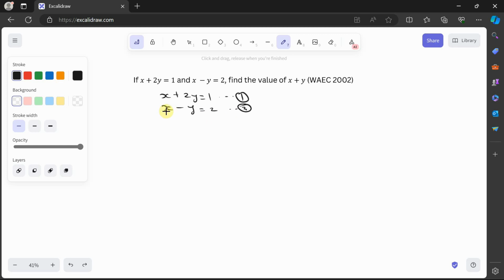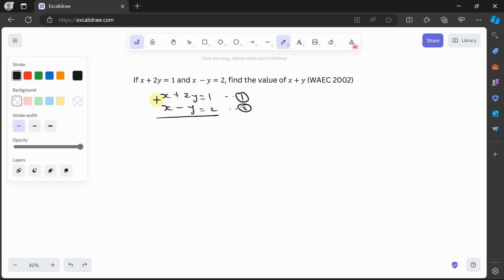Look at this now. If I wanted to add, x plus x is 2x, plus 2y, plus times minus is minus, right? So plus 2y minus y, that will give me y. You can see that when I added, I had x and I had y, which is not what I want. I want to eliminate one of them.